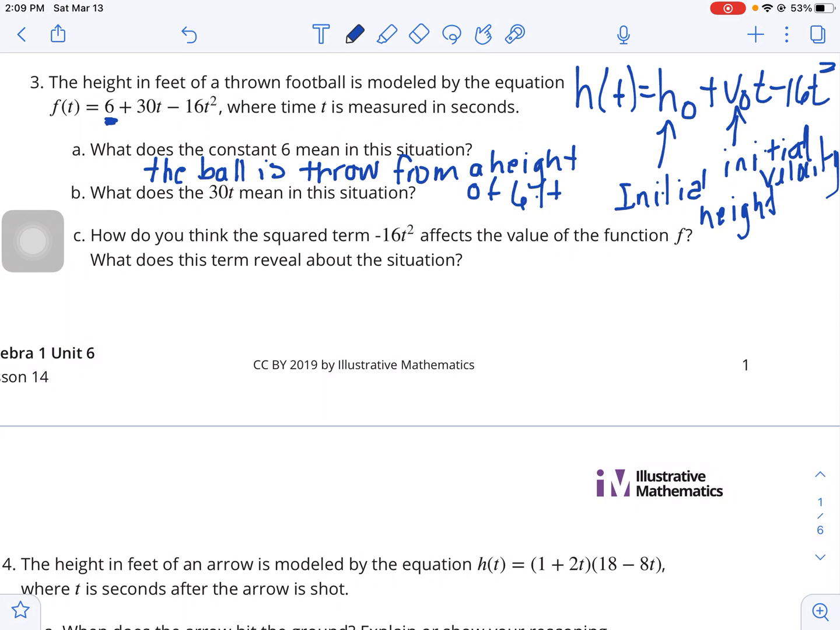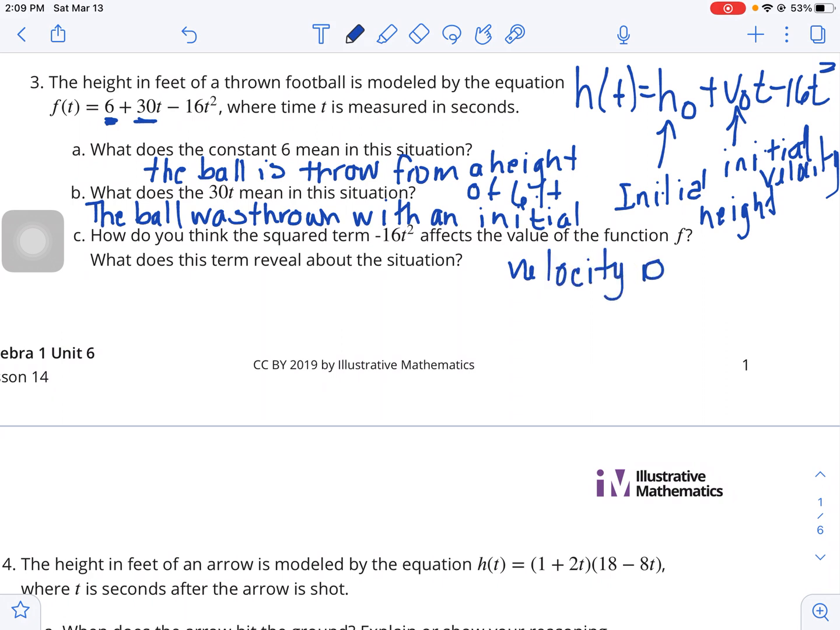And what does the 30t tell us? That's the initial velocity. The ball was thrown with an initial velocity of, and then since this is measured in seconds and we're talking about feet, we're going to say 30 feet per second. So that's the speed or the initial velocity.